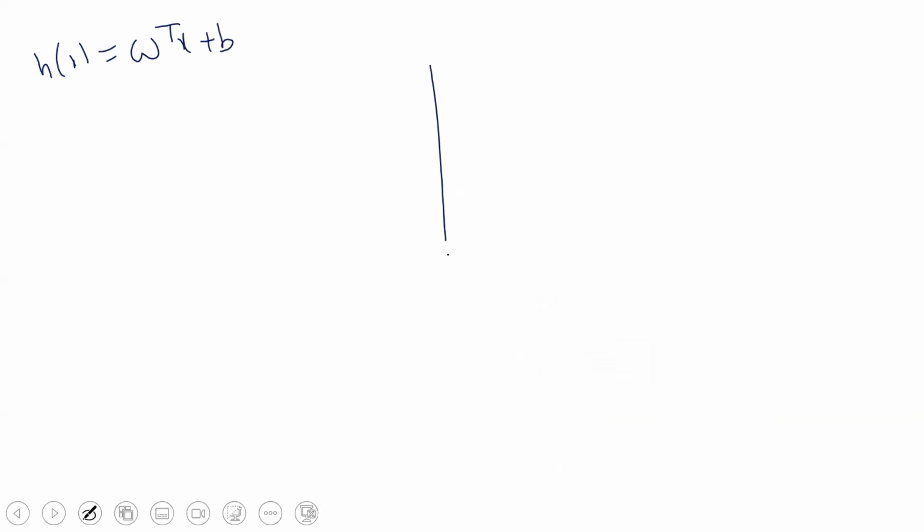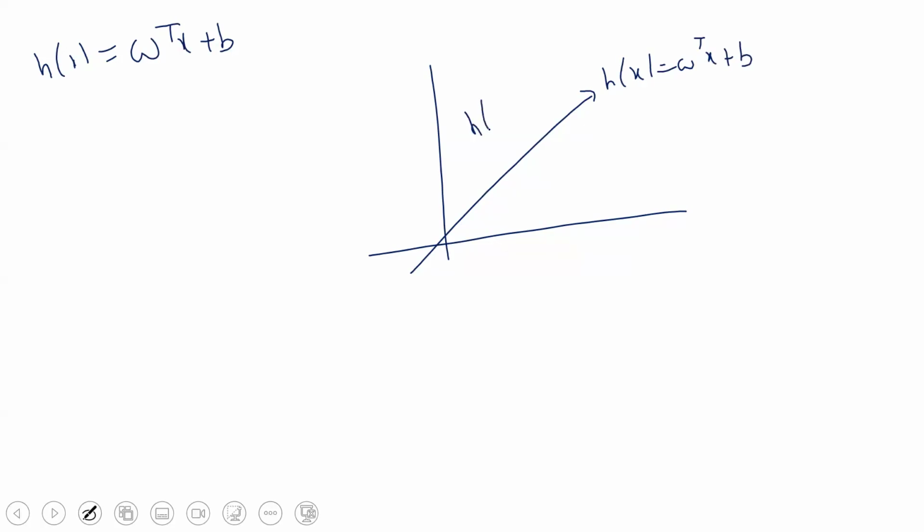Now, if you have this hyperplane, which is h of x, denoted by W transpose X plus B, every point above this line has h of x greater than or equal to 0. Every point below this has h of x less than or equal to 0. Every point on this line has h of x equal to 0. That is what we have seen, right? That is one of the notations.